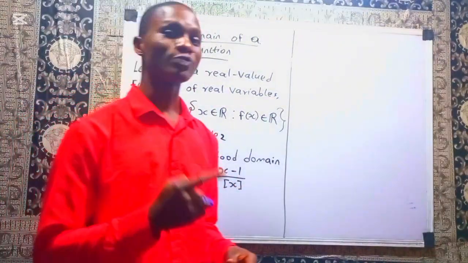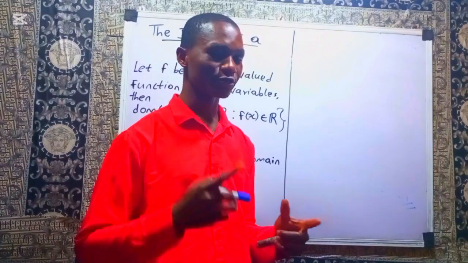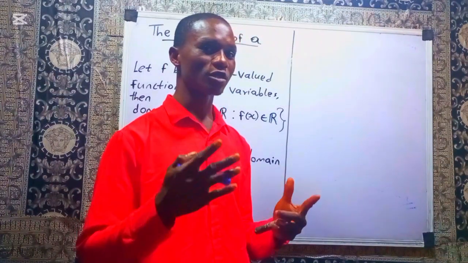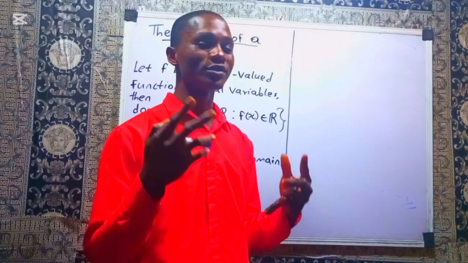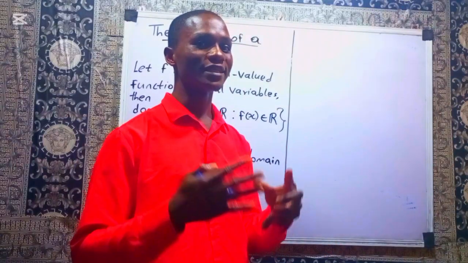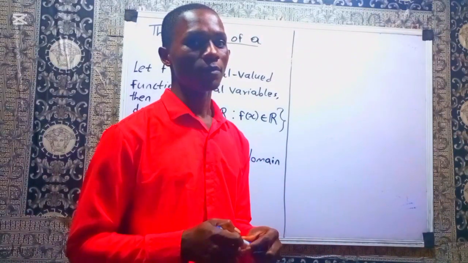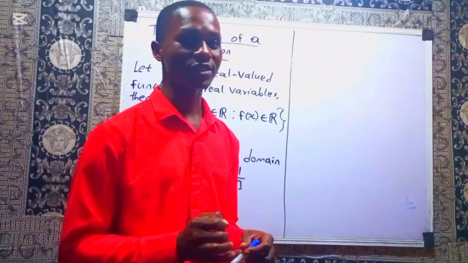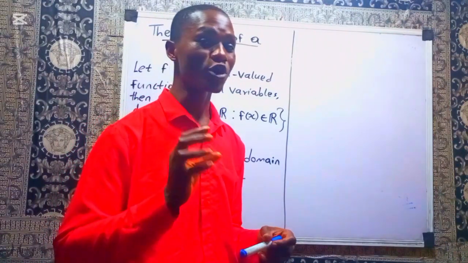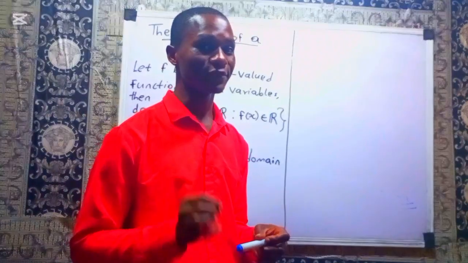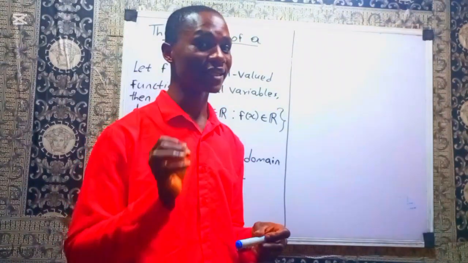In our previous class, I told you that if you have a rational function, that's a function expressed in fraction form, you have the numerator, you have the denominator. We normally demand that the denominator should not be 0. Because from the definition of domain, we say that it is the set of all real numbers such that if you put them in the function, you are going to get a real number.